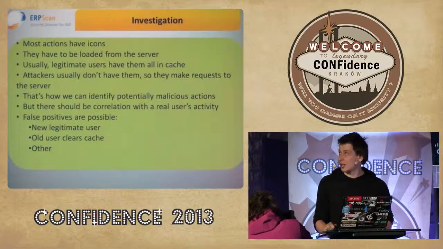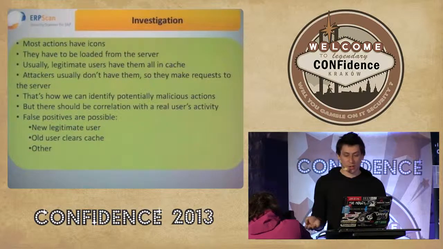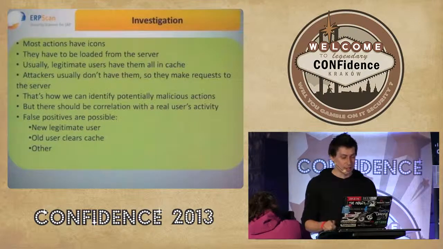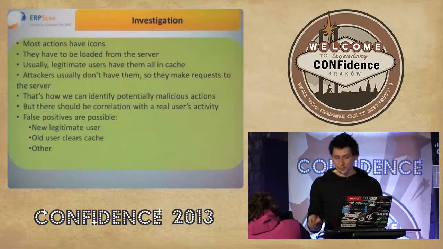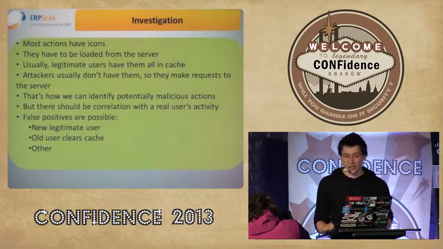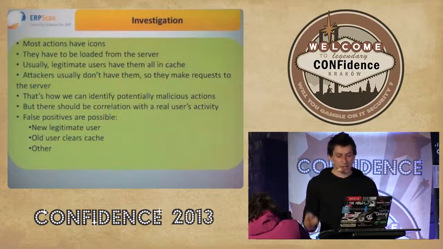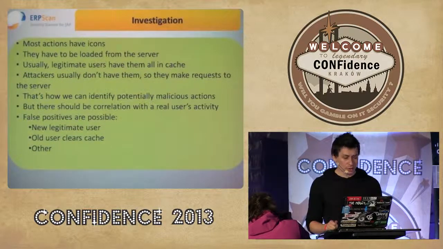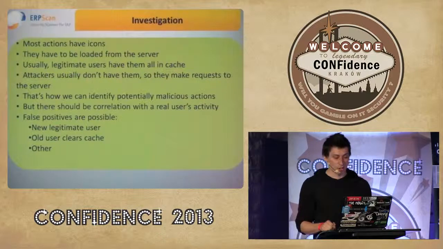Usually, legal users have them all in cache, and attackers usually don't have them, so they make requests to the server. And when he tries to make an attack, these icons are loaded from the server. That's how we can identify a potentially malicious action.